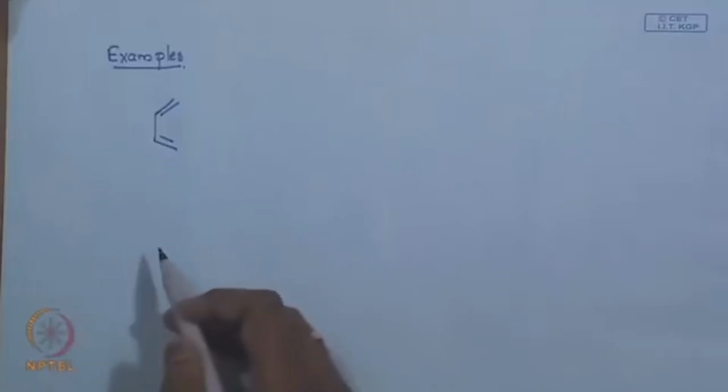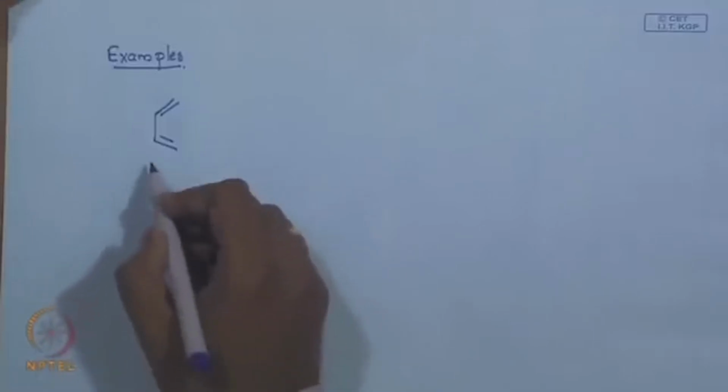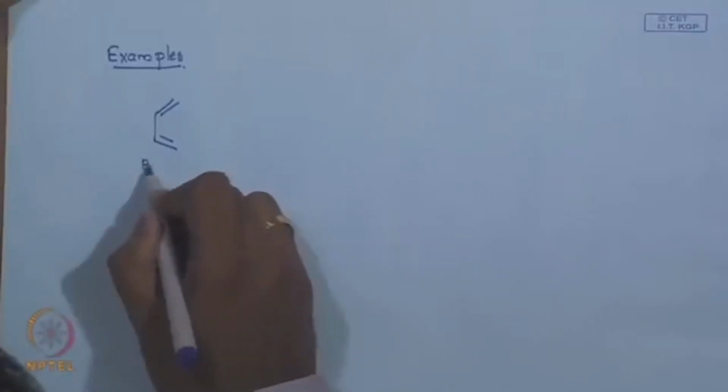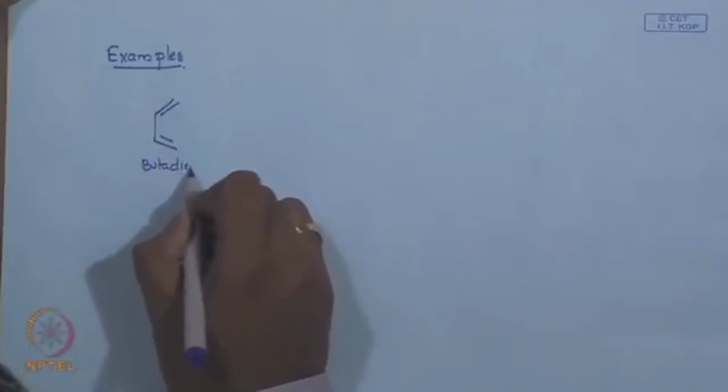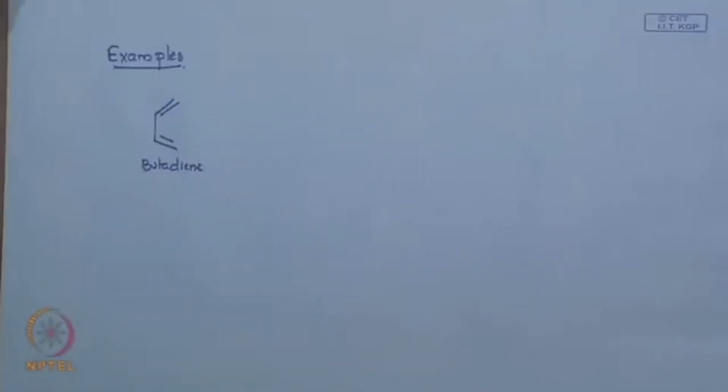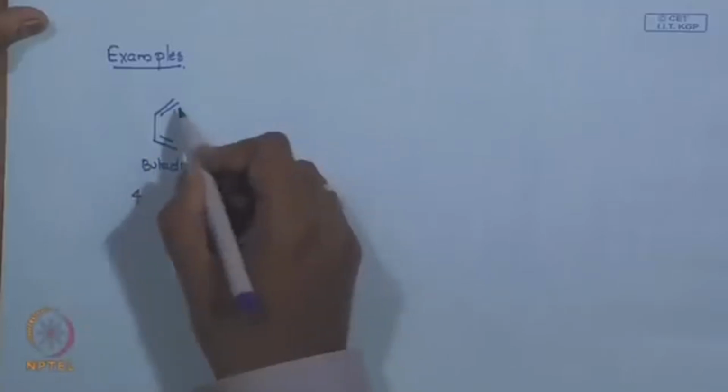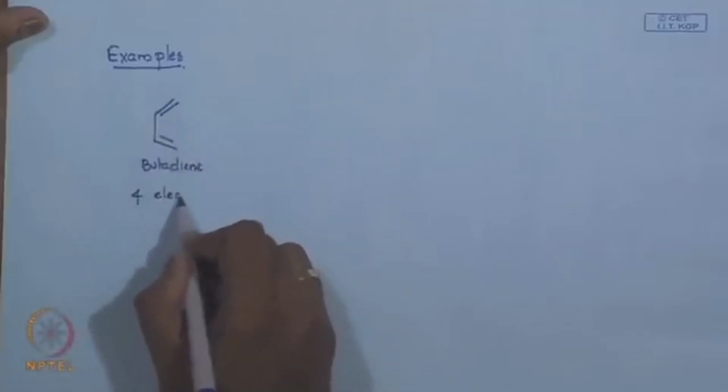So, you have a system. What is this? This is nothing but butadiene, so that we know that it is a butadiene. What system is it? Whether it is a 4 electron system or 4n plus 2? Yes, it is a 4 electron system. You have 4 electrons.